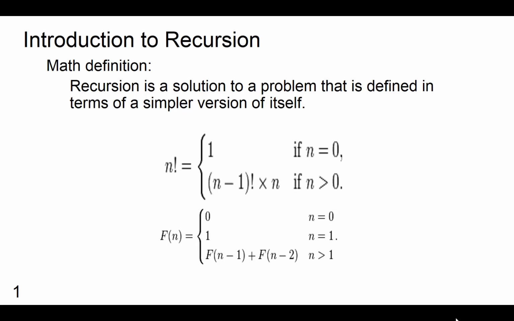For example, factorial n can be represented with factorial n minus 1 times n. Another example is that Fibonacci number n can be defined as Fibonacci number n minus 1 plus Fibonacci number n minus 2 together.